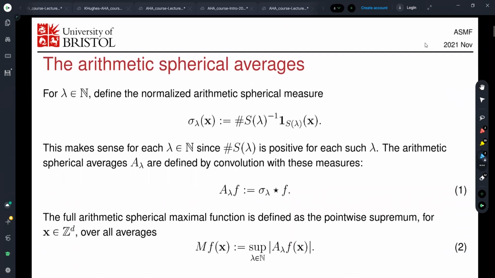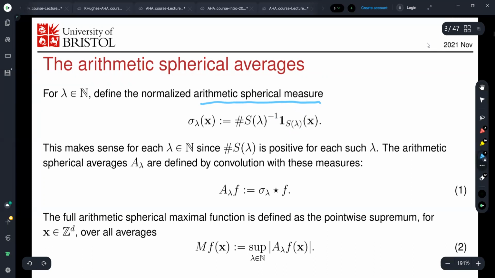And we need that because we have to define a maximal function. To define the maximal function, we need to define a sequence of operators, and those operators are going to be our arithmetic spherical averages. Each of these averages is given by convolution with a particular measure, which I'll call the arithmetic spherical measure. So what is that measure? It's given by the characteristic function of the set of integer points on a sphere of radius square root lambda, centered at the origin, normalized by the number of points inside that set.